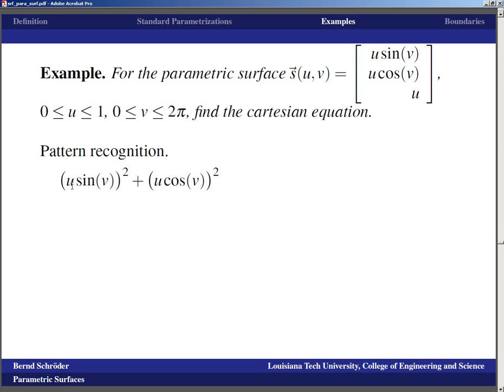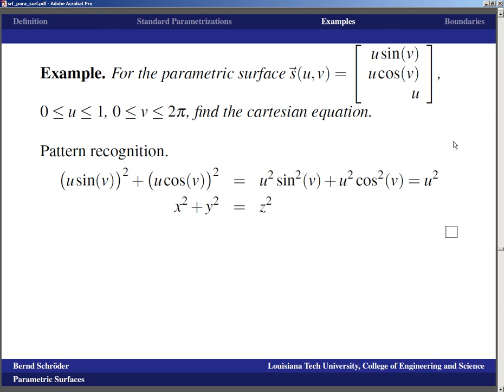So we might as well take (u sine v) squared plus (u cosine v) squared and see what that gives us. Well, it gives us u squared sine squared v plus u squared cosine squared v, which is u squared, and we realize u squared is z squared. Since u sine v is x and u cosine v is y, this means x squared plus y squared equals z squared, and that's already it. So this is actually the equation of a cone, and this surface is a part of a cone.